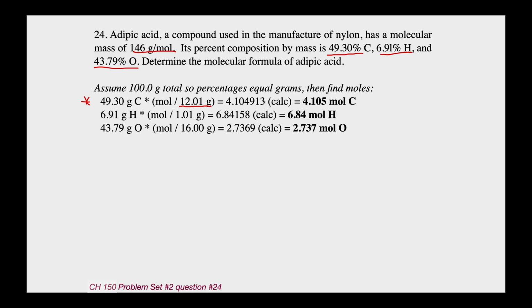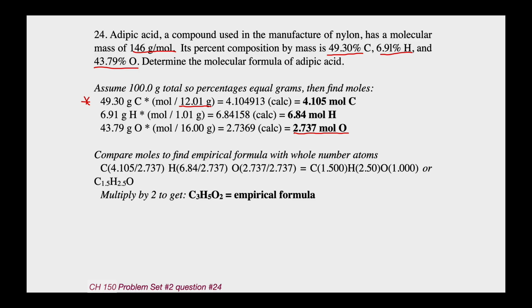Now, using those numbers right there, that would make a very crude formula, but we want to make it nicer. And to make it nicer, you want to divide all of those numbers by the smaller number of moles. And 2.737 is smaller than the other two numbers up there. In the next step, notice how I took all of the moles and I divided all of them by 2.737. And that came out to be 1.5, about 2.5, and 1.